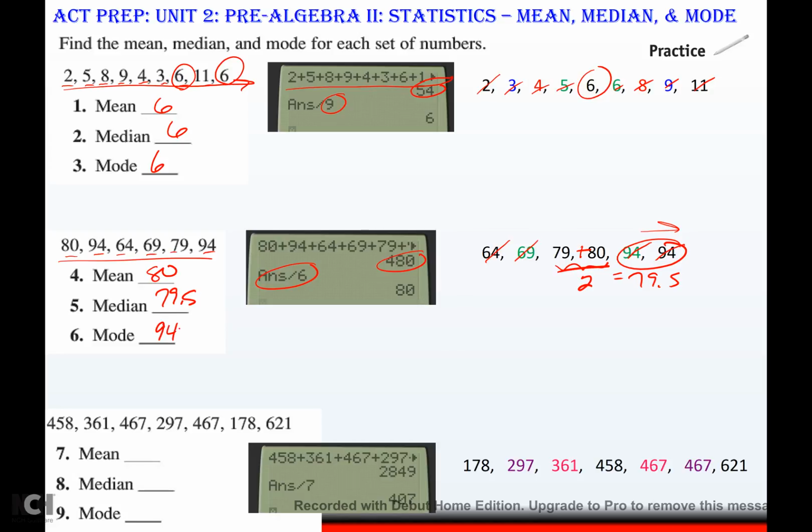Okay. On this bottom one, I added up all the numbers, and there's 1, 2, 3, 4, 5, 6, 7 numbers. So divide by 7. My mean is 407. For the median, put them in order from smallest to biggest and take off the ends. No ties, so my median is 458. My mode is, there's 2 467s, so my mode is 467. Easy breezy.